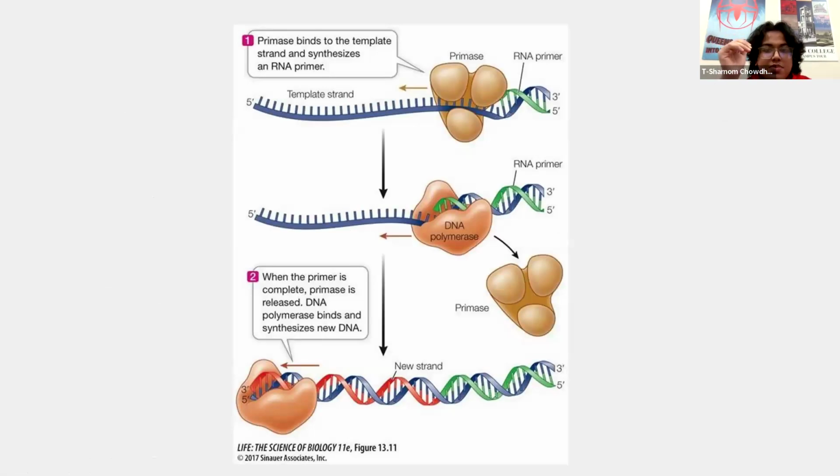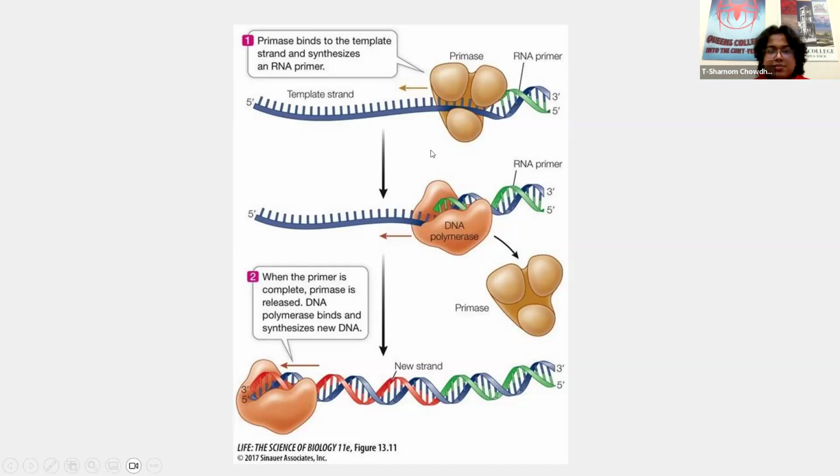So primase binds to the template strand. If your template strand is 5' to 3', the RNA primer is going to be the opposite. Here, the primer is reading the DNA towards the left, so the primase is reading the DNA from 3' to 5'. So the RNA primer is the opposite. The RNA primer is being produced 5' to 3'.